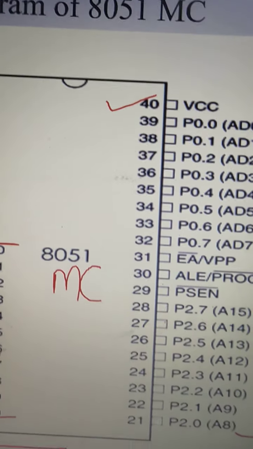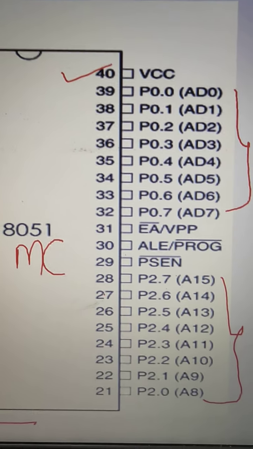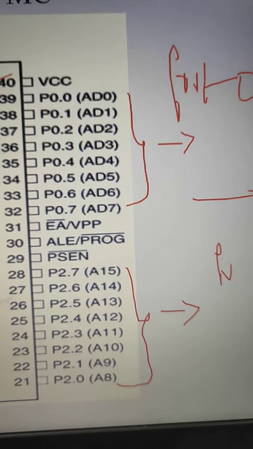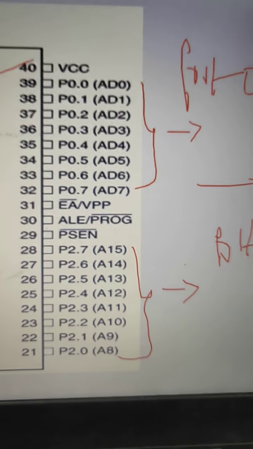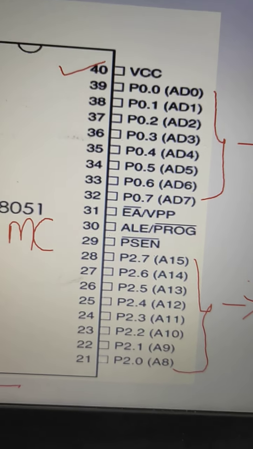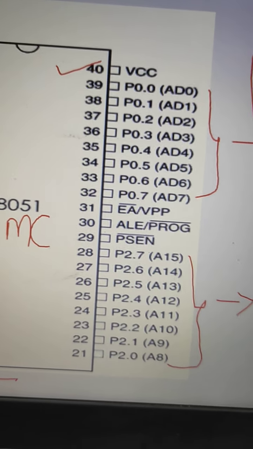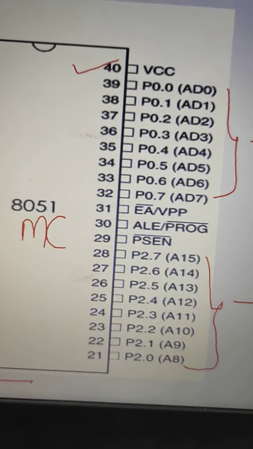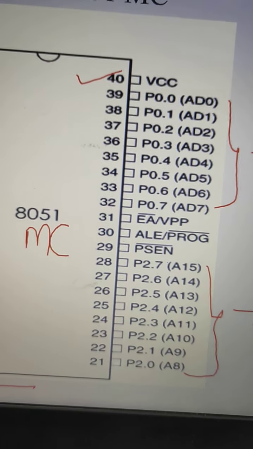Okay, and remaining, observe here, pins 21 to 28 are there. This is meant for port 2. And guys, here is one important point, that all 4 ports are bidirectional. That's why these are meant for input and output.